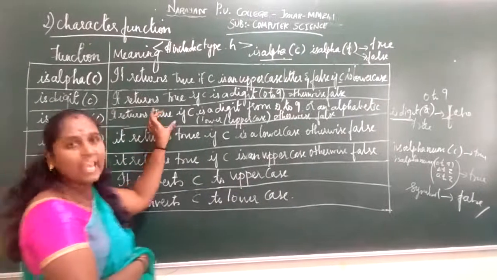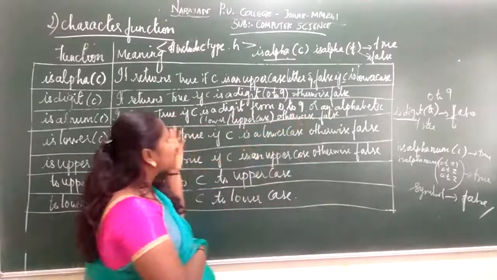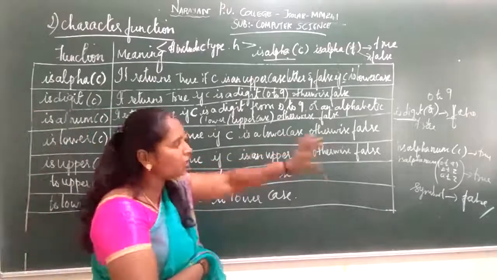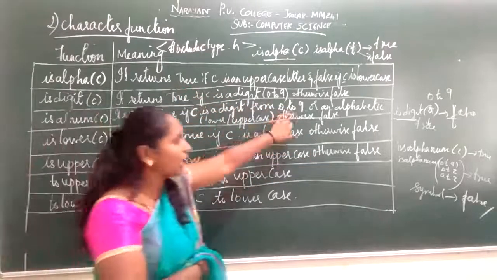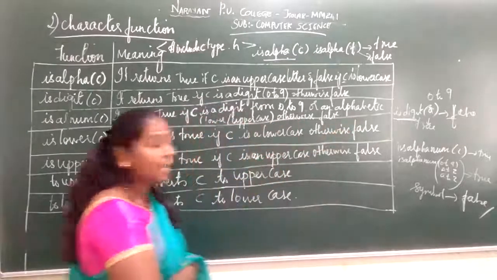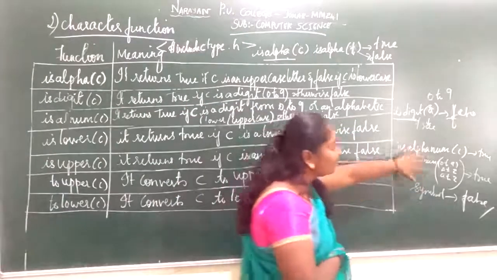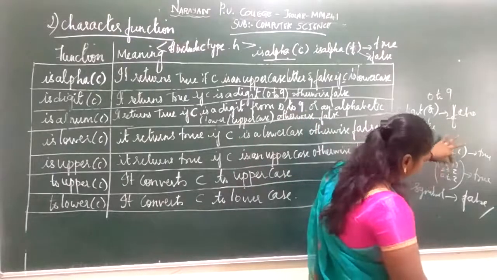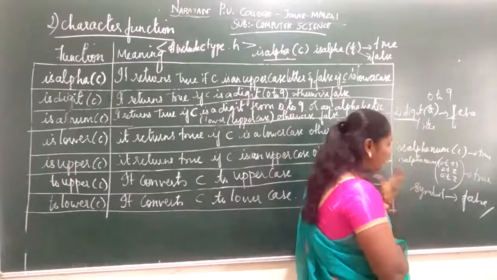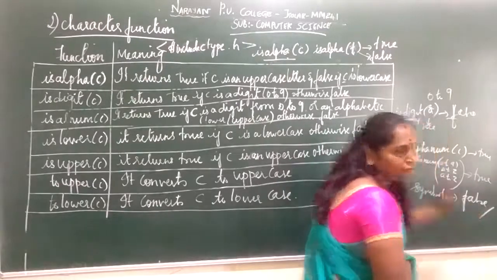It returns true if c is a digit from 0 to 9. If c stands for character, whatever character inside that function, if you are using a digit from 0 to 9, it will return true. Or it can be any alphabetic, uppercase or lowercase, then also it is going to return true. Apart from these three, that is numeric as well as alphabetic, if I use any other sign or symbol or any other character set symbols, then it is going to return false.